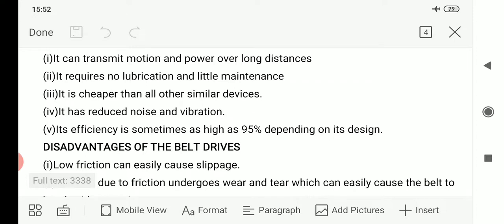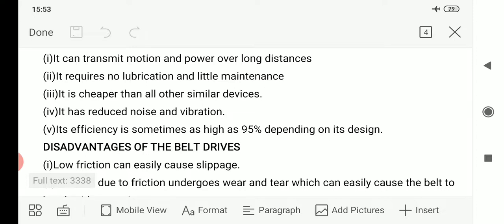You know, in chain drive, because the chain is moving over the sprocket, that creates noise. But in the belt drive, the belt is moving over the pulley, and we have reduced noise in the belt drive compared with the chain drive. Number five is that the belt drive efficiency is sometimes as high as 95% depending on its design.